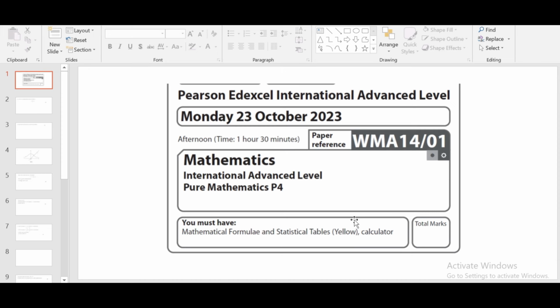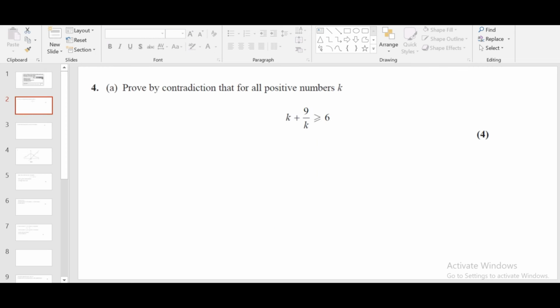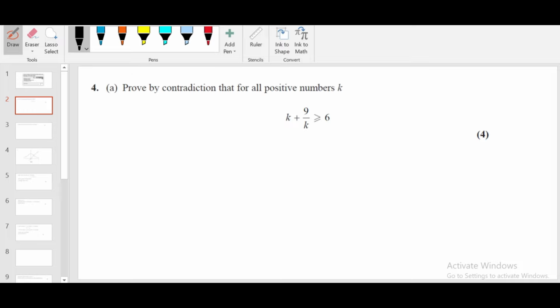We are solving the October 2023 Pure Math 4 paper. In the previous video we looked at questions 1 to 3. Now let's start with question number 4. Question number 4 is from proof. Prove by contradiction that for all positive numbers k, k plus 9 over k is greater than or equal to 6.